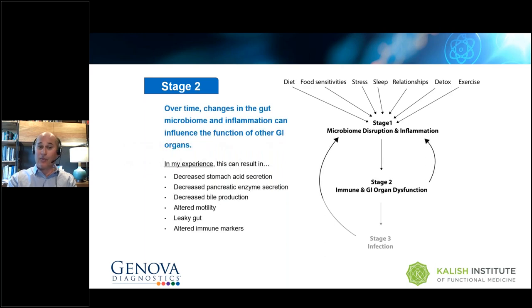Stage two is now there's an organ that's involved. And again, is it stomach, pancreas, gallbladder, or intestinal tract? Is there a decrease in stomach acid secretion? Is there a decrease in pancreatic enzyme production? Is there a problem with bile production? Something going on with leaky gut or immune markers in the gut or inflammatory markers in the gut? So that's an organ that's involved. Microbiome can be involved, that's a one. Organ involved, that's a two.